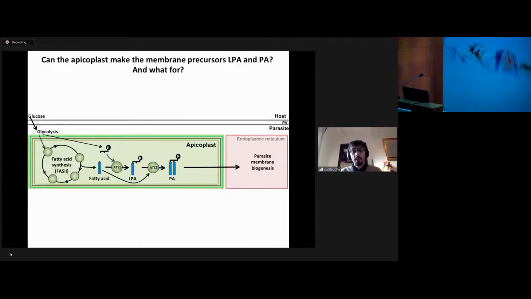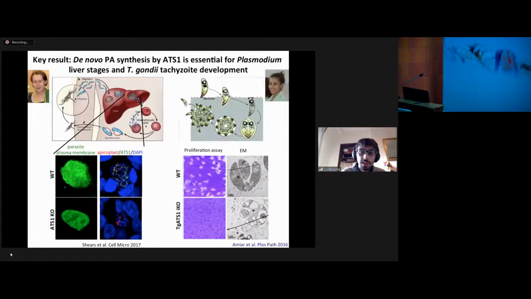All right. Now, going back to the capacity of the apicoplast to use these fatty acids. So I remind you, we identified acyltransferases called ATS1 and 2 that could be virtually capable of making lysophosphatidic acid and phosphatidic acid. To understand their roles, we started looking at the protein ATS1 here, and we tagged it in both Plasmodium and Toxoplasma. This was done by previous PhD student Melanie Shears, co-supervised with Jeff McFadden and I at the University of Melbourne, and Souad Amiar for Toxo on the French side.